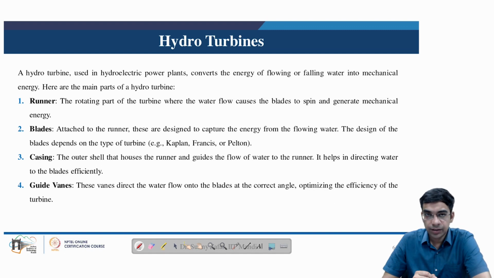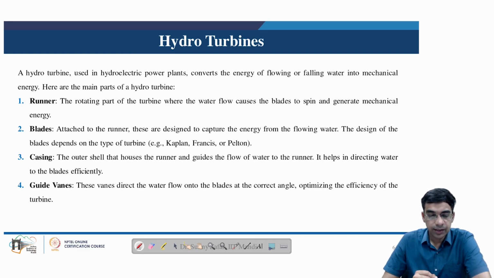These are attached to the runner and are designed to capture the energy from the flowing water. The design of the blade depends on the type of turbine. For example, in various turbines we can have different types of blades. In the Pelton turbine we have buckets, while we have aerodynamically shaped blades in the Kaplan, which is an axial flow turbine, and the Francis, which is another type of reaction turbine.